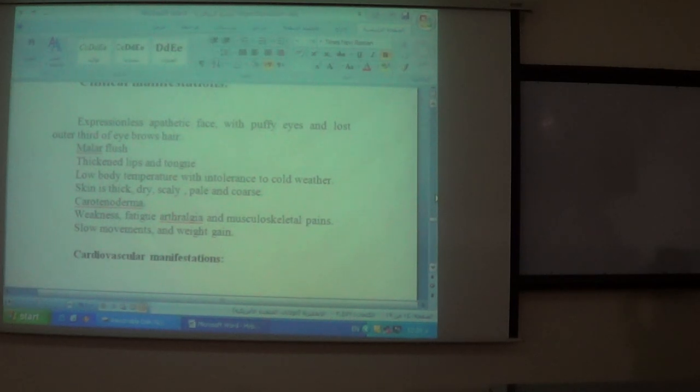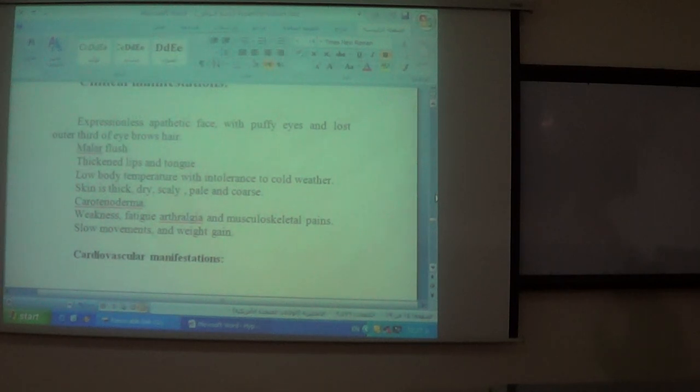Low body temperature with intolerance to cold weather, a common presentation of hypothyroid patients. Patient cannot tolerate cold weather because he has a low metabolic rate. He has low thermogenesis, so he can't warm himself. Okay? So the patient tolerates cold weather very poorly.